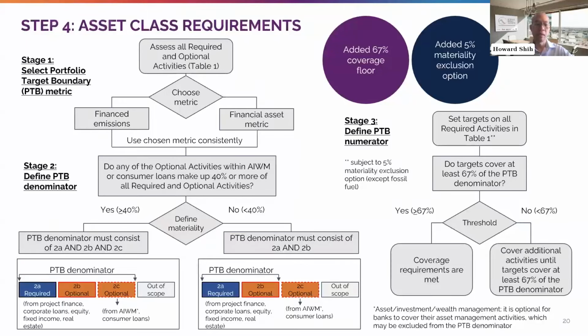So 40%, if it's material, then you'll need to cover your optional activities in asset management and consumer loans. And then generally that 67% was just seen as a material threshold to have minimum coverage requirements set on. And then just on the 5% exclusion option, that also just draws from significance thresholds that are provided for scope 1 and 2 under corporate net zero standard, as well as scope 3.